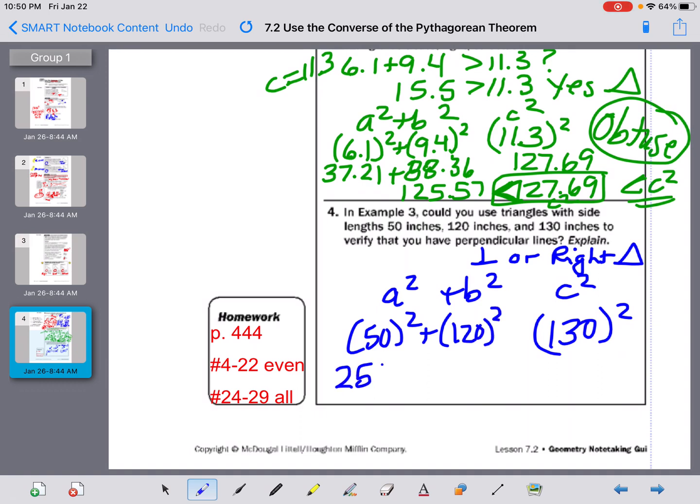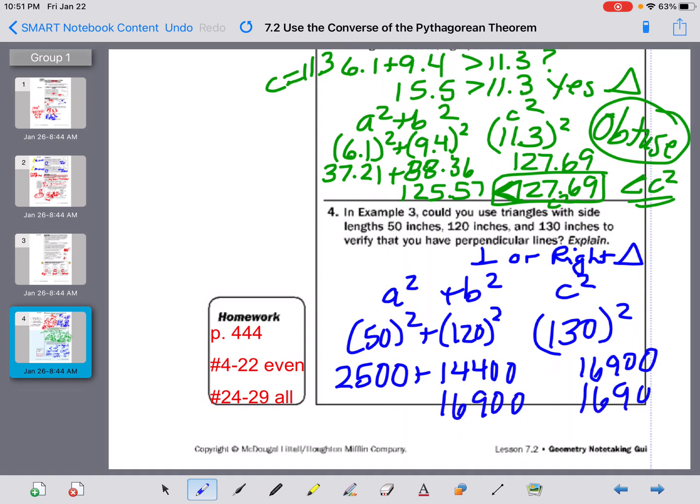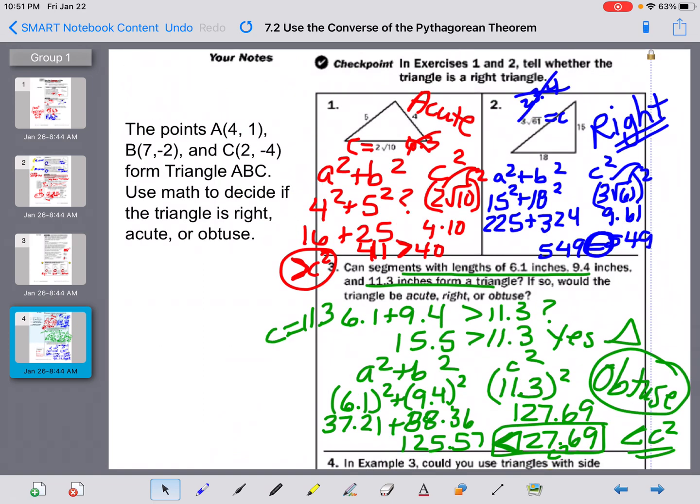Well, 50 squared is 2,500. 120 squared is 14,400. 130 squared is 16,900. 2,500 plus 14,400 is 16,900. They are equal. Does it prove a right triangle? Yes. It's a right triangle, right? Okay. Did anybody recognize that triangle? The 50, 120, 130, the 5, 12, 13 times 10. Remember, you don't have to memorize it, but if you did, it might have saved you all that work, and you could have said right away, yeah, I know that's going to work.